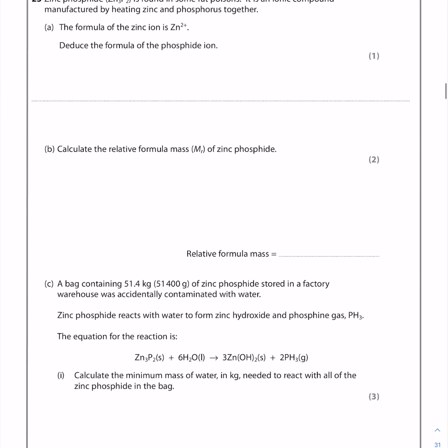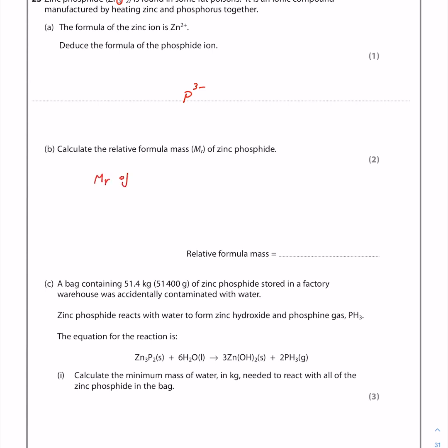Question 23: zinc phosphide is found in some rat poisons. It's an ionic compound manufactured by heating zinc and phosphorus together. The formula of zinc is Zn2+. Deduce the formula of phosphide. Of course we all know that phosphide is 3 negative, and we can deduce it from the formula by taking the 3 above the phosphorus, so this is the phosphide ion, P3-.